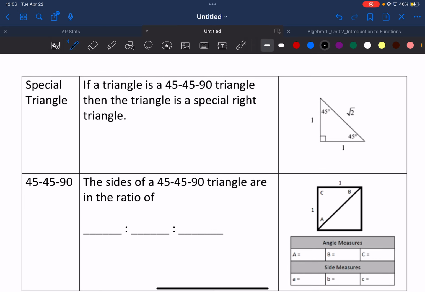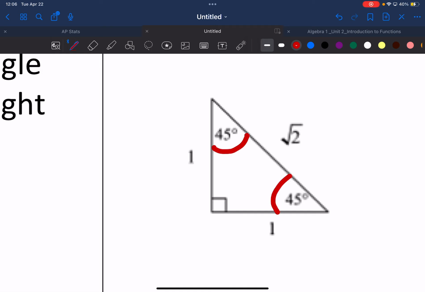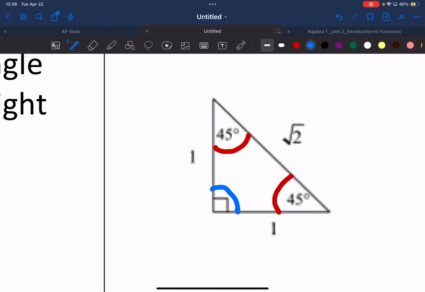Okay. So on a special triangle, it says if a triangle is a 45, 45, 90 triangle, then the triangle is a special right triangle. And what it means by 45, 45, 90 is the degrees on the inside of the triangle. Okay, so here's 45 and here's 45. So the distance between those two lines, the angle, is 45 degrees. And we said that the right angle is what? 90. So that fits with that 45, 45, 90.